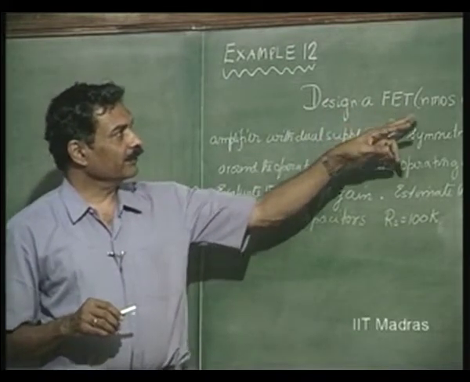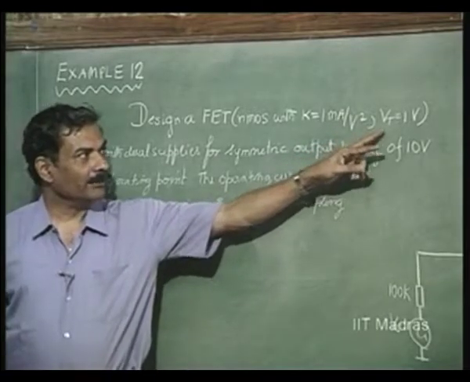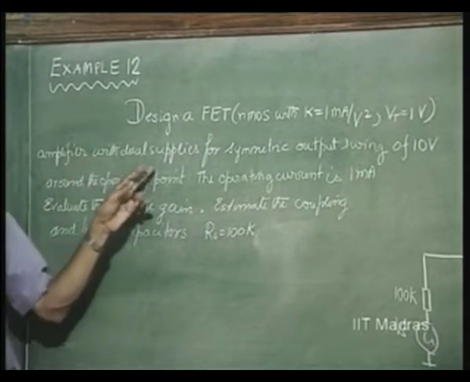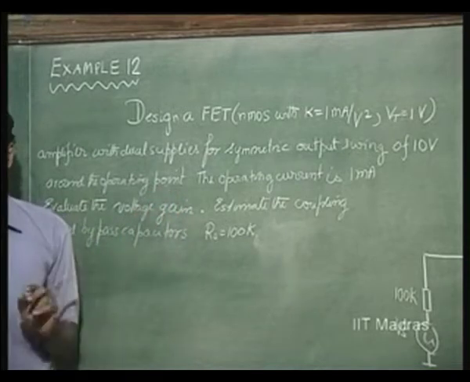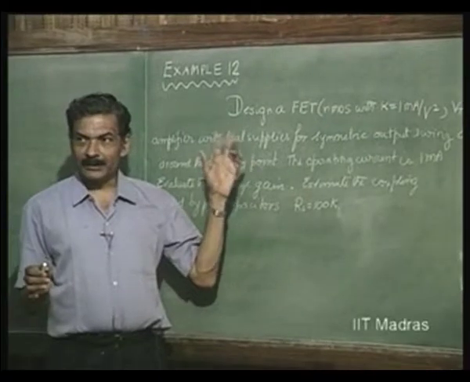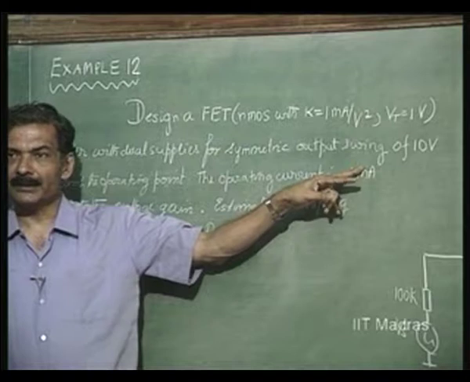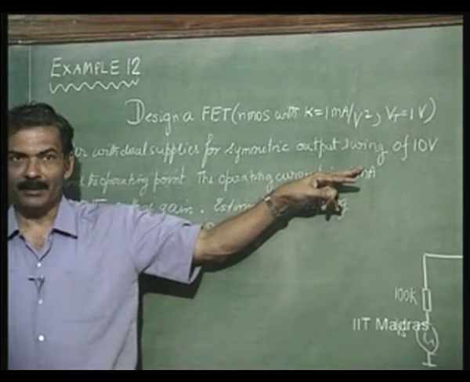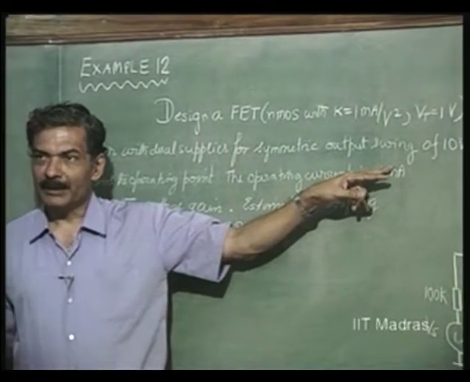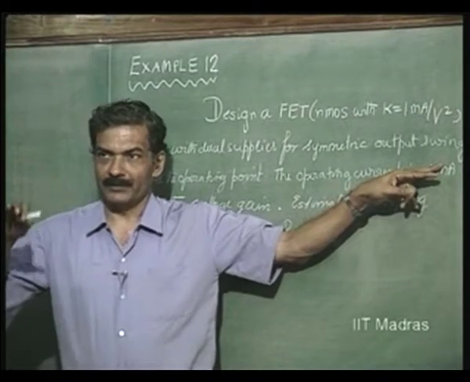Design a FET NMOS with K equal to 1 milliampere per volt square and Vt equal to 1 volt with dual supplies now, 2 supplies. The supply voltage is not yet fixed. We have to fix it for certain design criteria. Supplies for symmetric output swing. Now, I am treating this in a different manner. I am designing this amplifier for symmetric output swing of 10 volts. I want a symmetric output swing around the quiescent of 10 volts on either side of quiescent voltage.